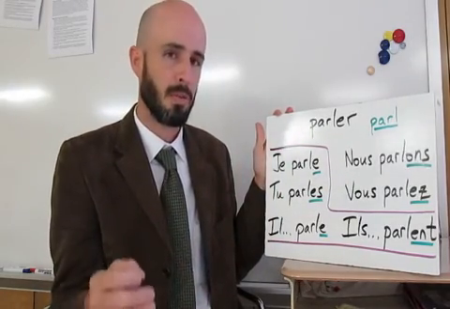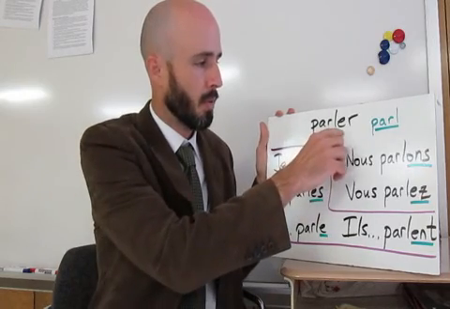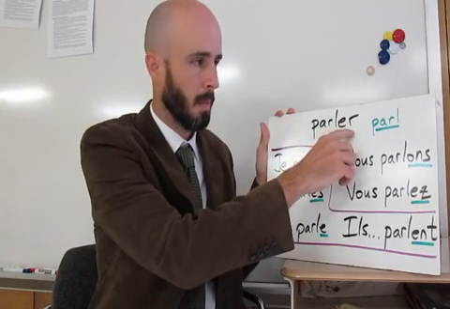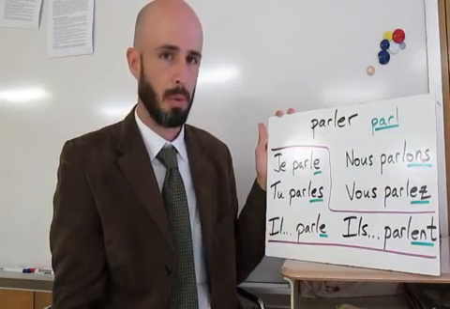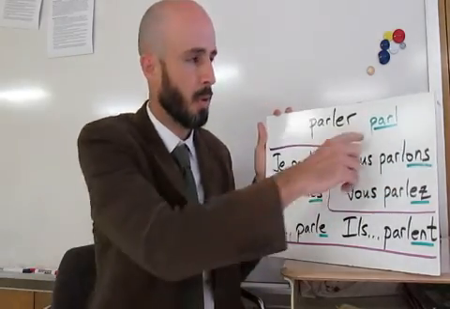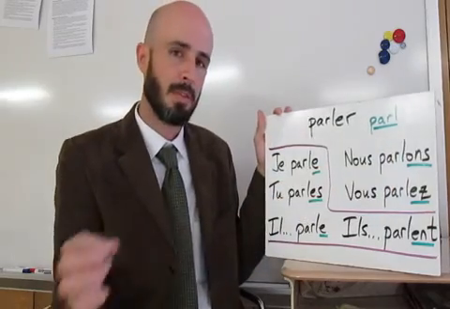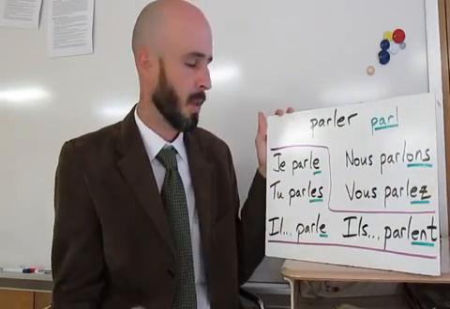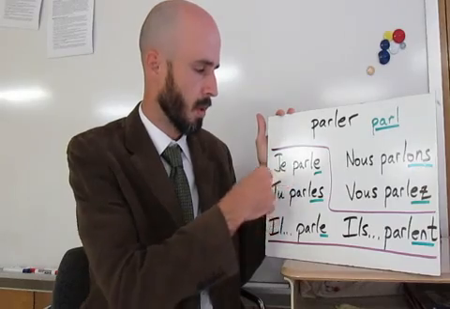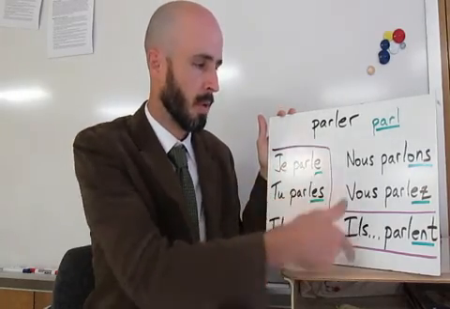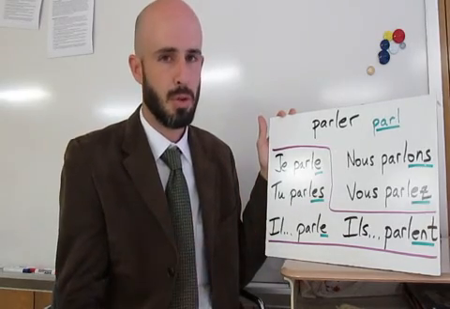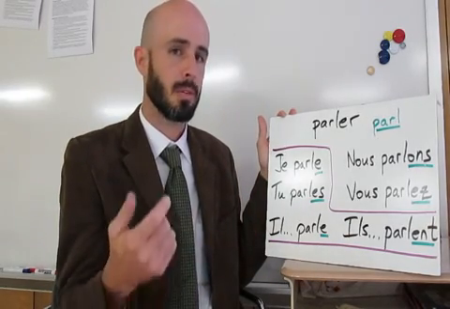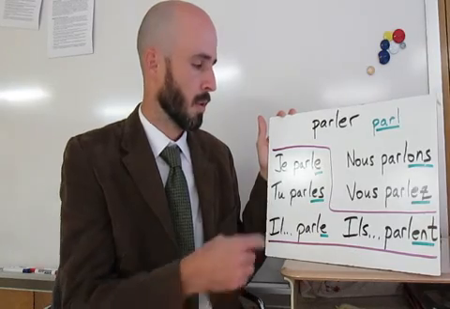To conjugate the verb, we basically take off the ER first. That gives us parl. We call that the stem or the radical. Take off the ER, and what's left is called the stem. And to the stem we add our endings. For the regular ER verb, we're going to have six forms, and those correspond to that 3x2 table that I showed you in the last lesson. So check out the endings.